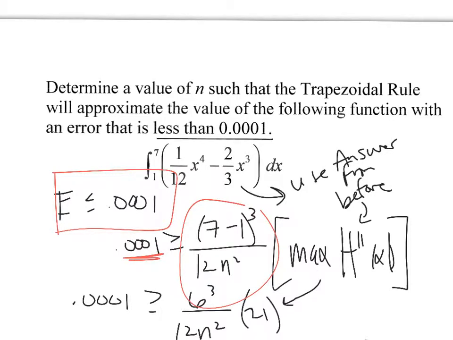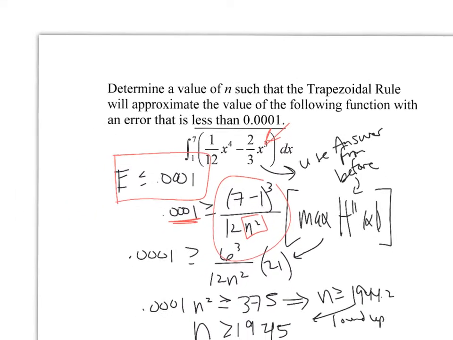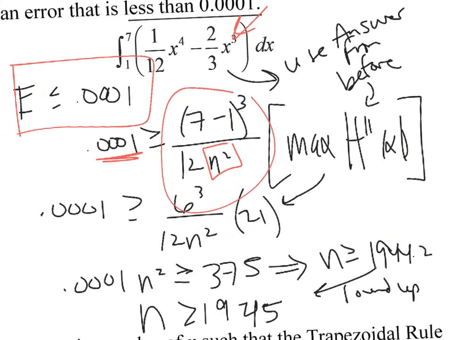I would use your answer from, we already did this question like 2 questions ago. So you can use the max that we calculated in that question, which was 21 if you remember. So you don't have to redo that process here. So you plug in what you know, 7 minus 1 cubed over 12n squared, but now we're looking for n squared. So your max was 21. You're able to plug that in as well.